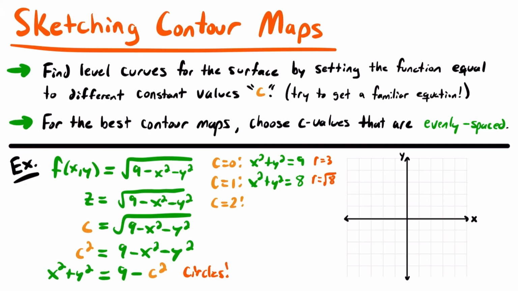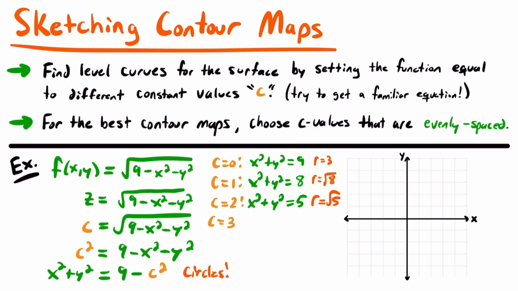When c equals 2, plugging 2 into our equation here, 2 squared is 4, 9 minus 4 is 5, so you'll have x squared plus y squared equals 5. All right, so this time around, our level curve is represented by x squared plus y squared equals 5. So in that case, we have a circle with a radius that is equal to the square root of 5. Once again, all of our level curves here are going to be circles, but just with different radii. But then let's find another one.